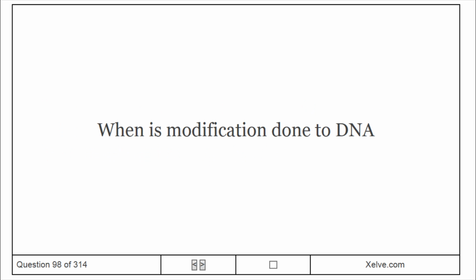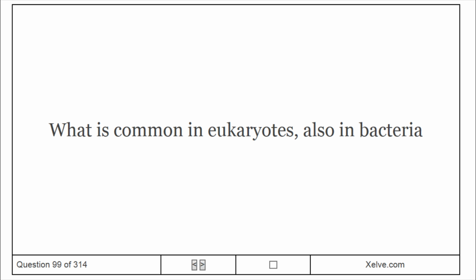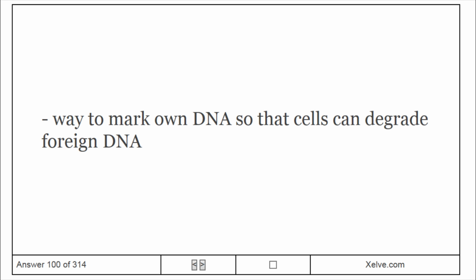When is modification done to DNA? After its synthesis. What is common in eukaryotes, also in bacteria? 5-methylcytosine. It is an epigenetic marker, a way to mark your own DNA so that cells can degrade foreign DNA.